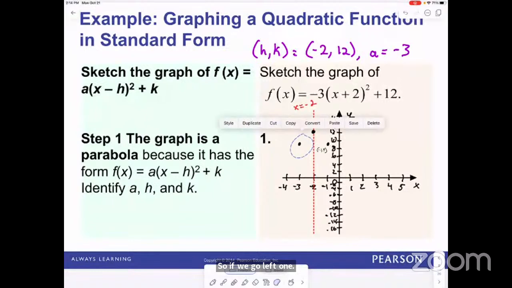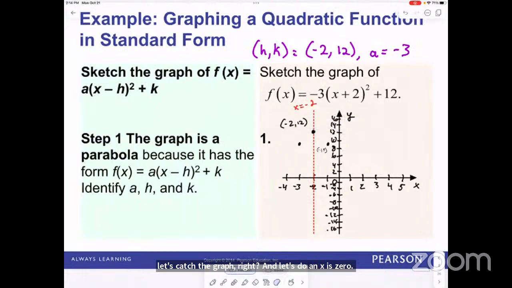Okay. Sketch the graph, right? And let's do when x is 0. When x is 0, 0 plus 2 is 2. Squared is 4. Times -3 is -12. Plus 12 is 0. Okay. Duplicate. So it passes through the origin.